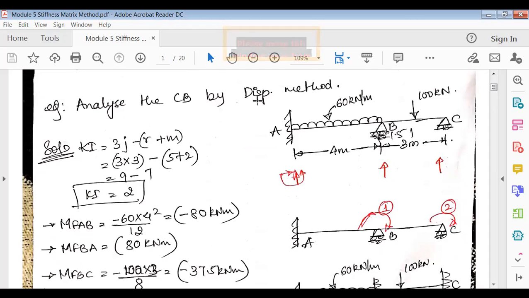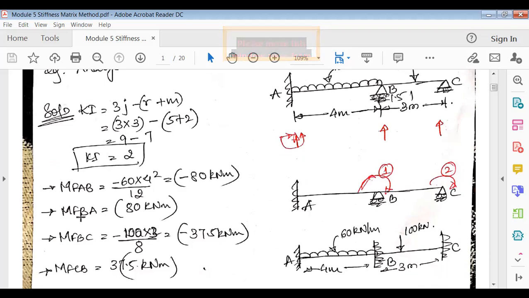In the given problem, you can see there is a fixed support at A, and B and C have hinge supports. There is a UDL of 60 kilonewton in between AB, and in BC there is a point load of 100 kilonewton. So the steps go like this.